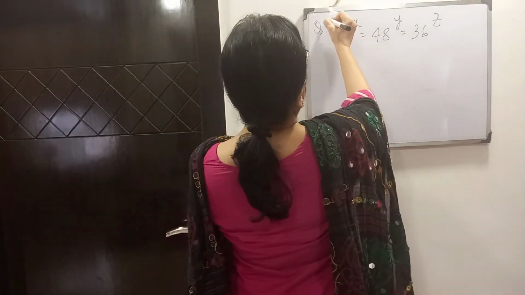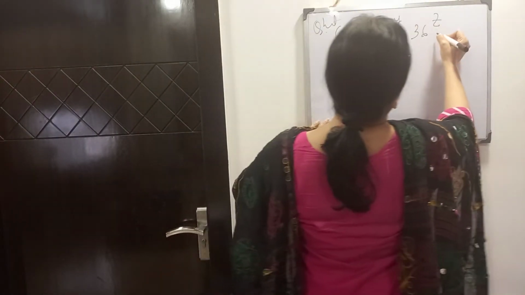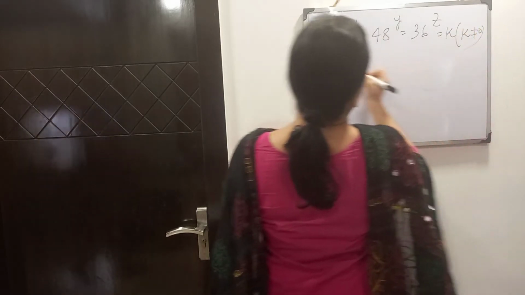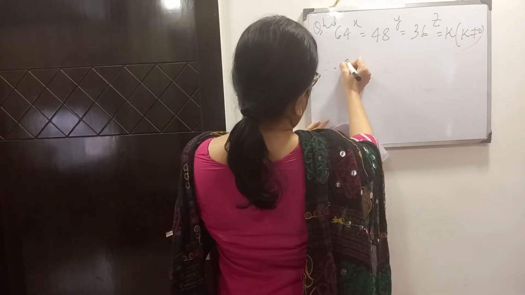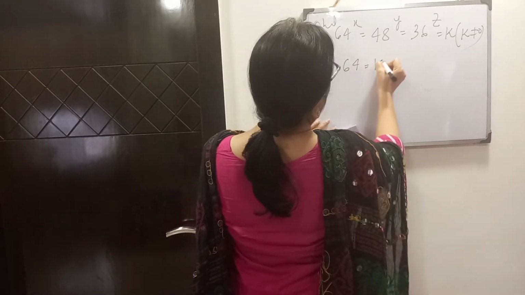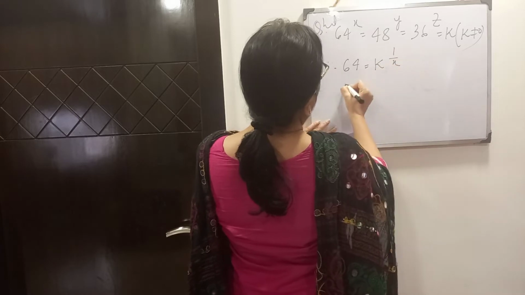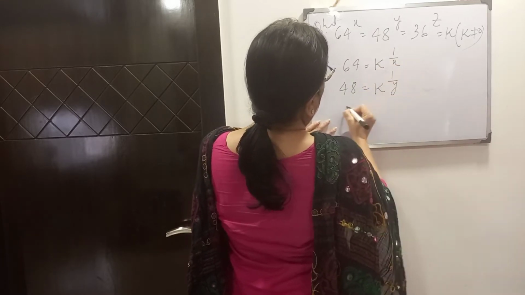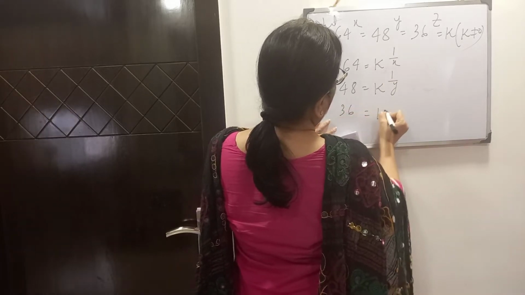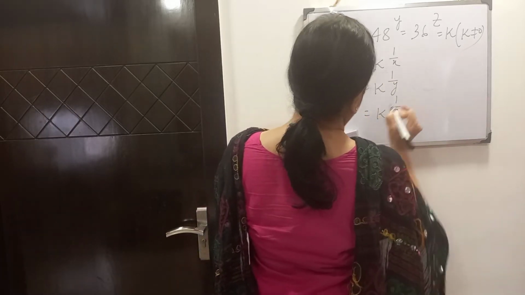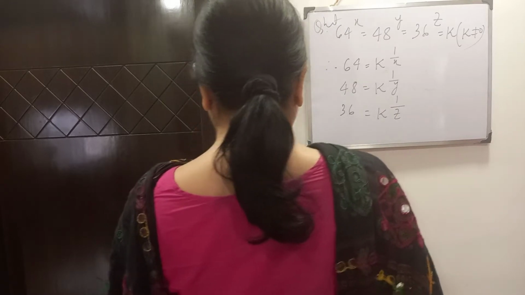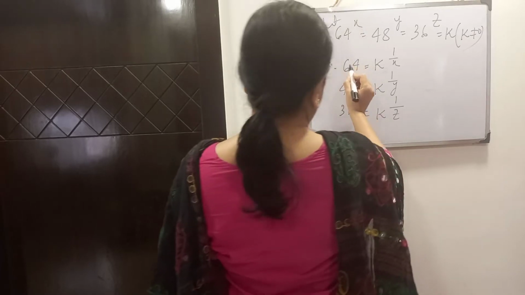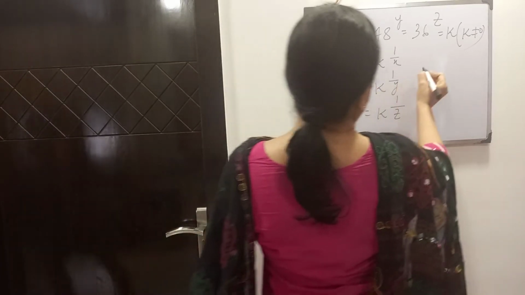Okay. From here we will consider again, let this equal k, k not equal to 0. Therefore, we can write 64 equals k to the power 1 by x, 48 equals k to the power 1 by y, and 36 equals k to the power 1 by z. Clear? Now, this is the trick. We will multiply this and this.